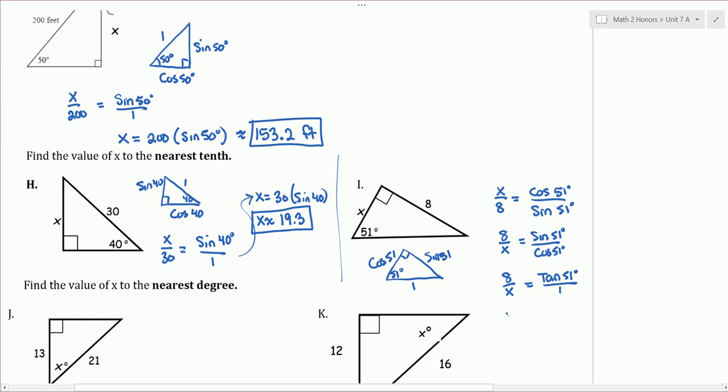When you cross multiply now, we get x times the tangent of 51 degrees is equal to 8 times 1. And I want x by itself, so I'm going to divide by tangent. So x is 8 over tangent of 51 degrees. Type that into your calculator, and round it to the nearest tenth, and you get 6.5.